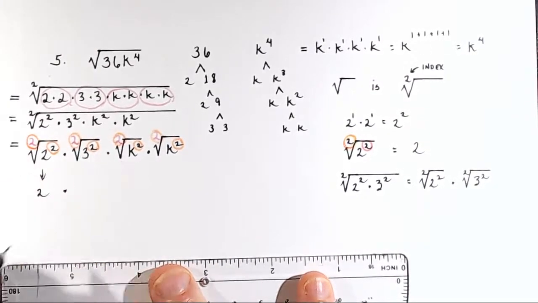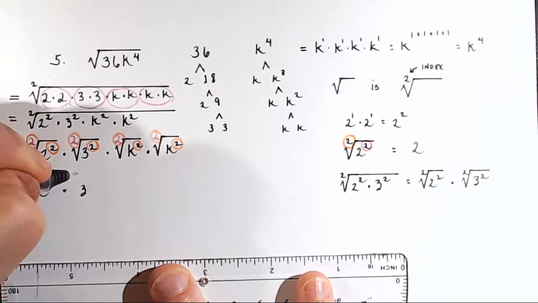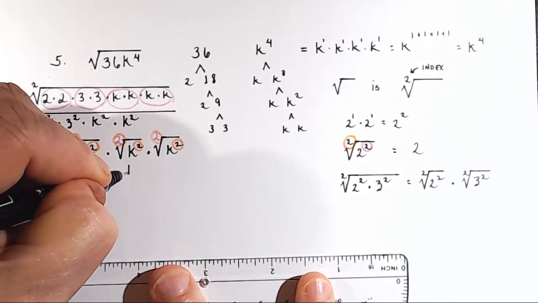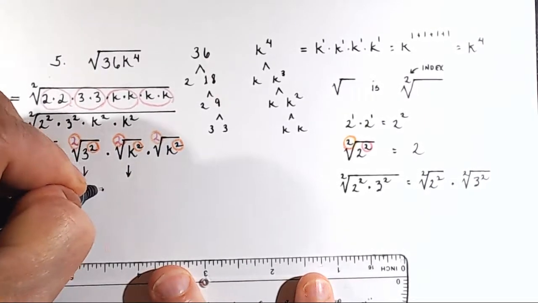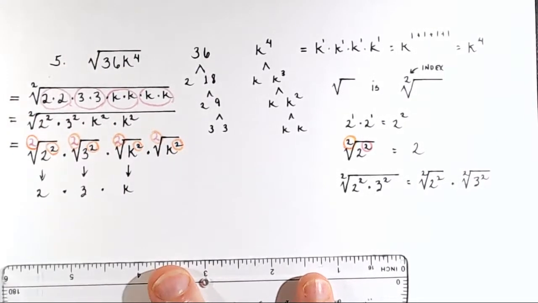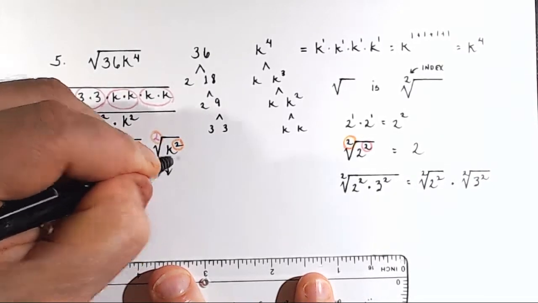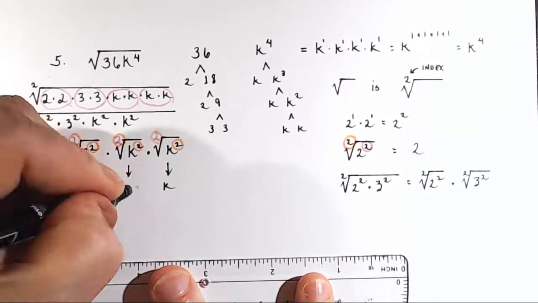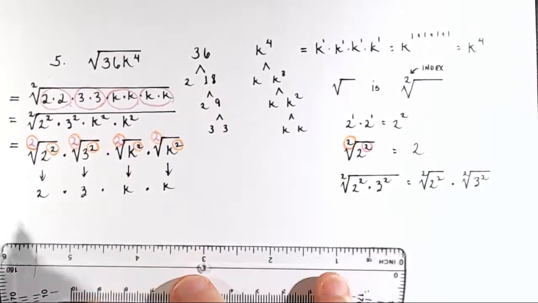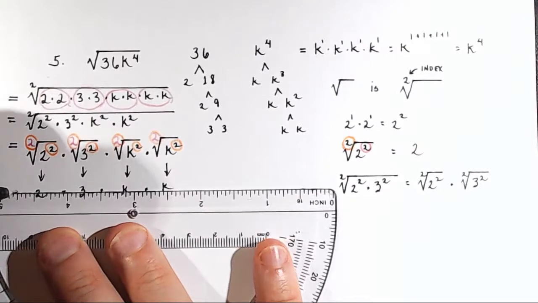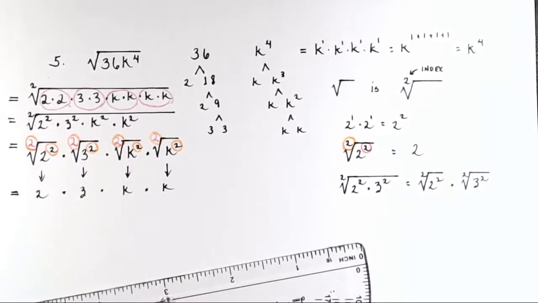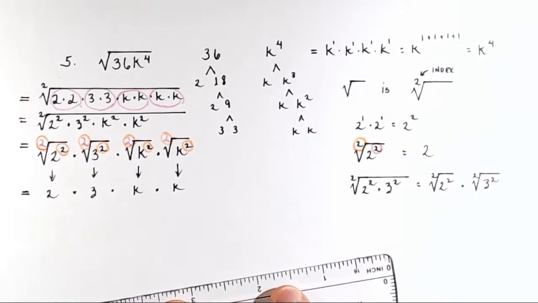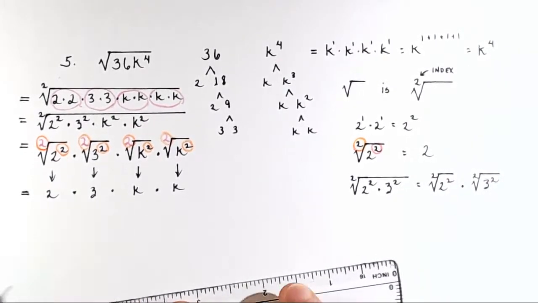This square root 3 squared just becomes 3. We multiply them together. The square root of k squared just becomes k. And the square root of k squared just becomes k. All right? And those are all multiplied together. So we have just simplified this where we've gotten rid of all the square roots. Well, now we'll multiply back together because we're done. We just have to make this look prettier.